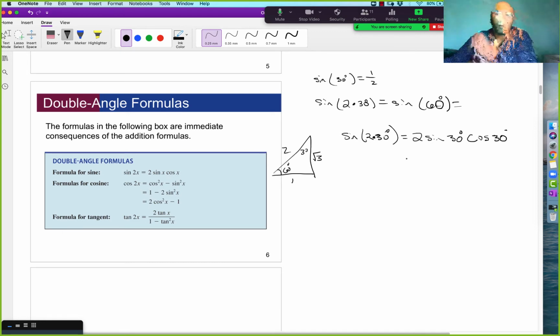Okay, so this is equal to twice sine of 30 degrees, which is 1/2, times cosine of 30 degrees, which is root 3 over 2. So now the 2 and the 1/2 cancel, and we see that we get root 3 over 2, just like we had expected, root 3 over 2.